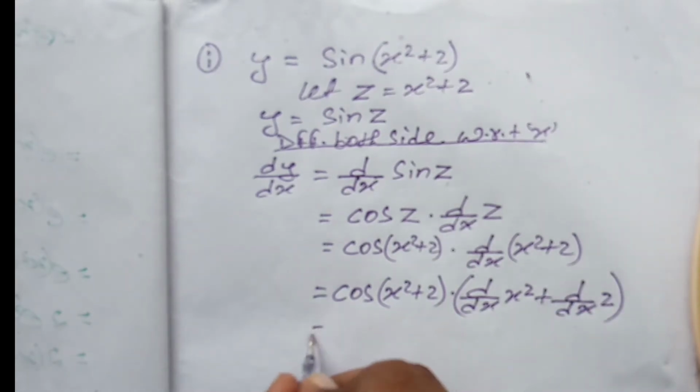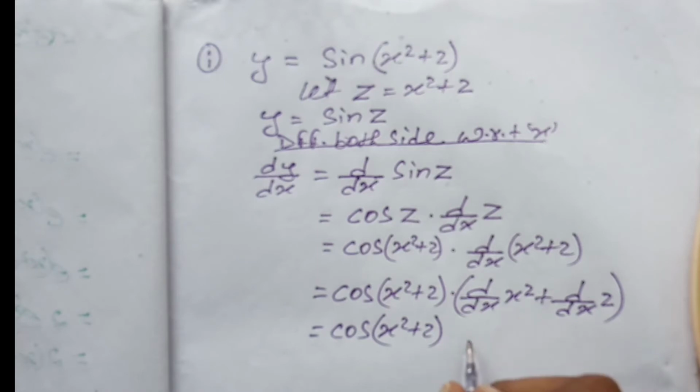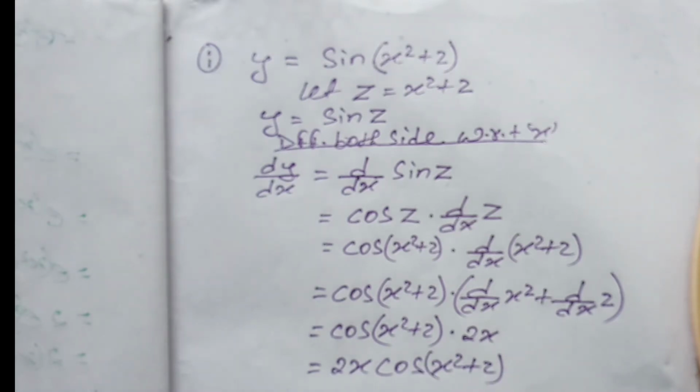Now this is equal to cos(x square plus 2), and what is the differentiation of x square? That is 2x, and 2 is constant, so it becomes 0. So here only 2x will be left. Finally the differentiation will be 2x into cos(x square plus 2). This is the differentiation for the first question. Now we will move towards the second question.